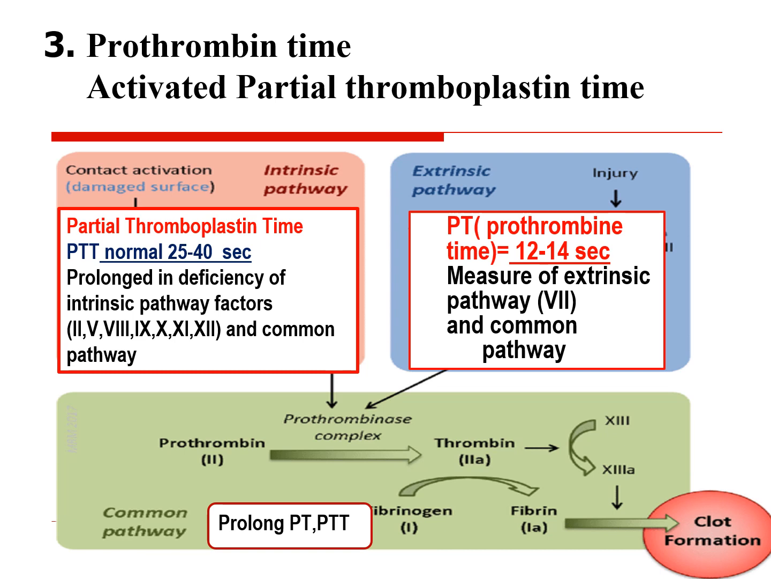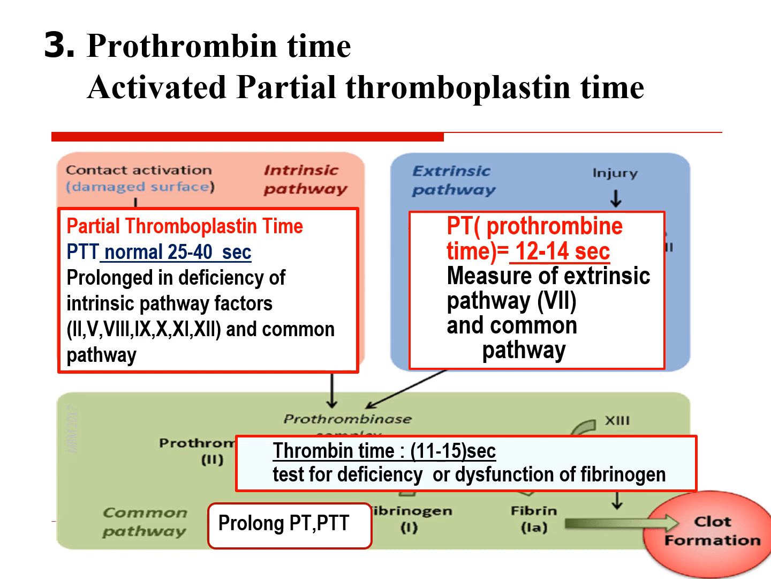Common pathway defects lead to prolongation of both prothrombin time and activated partial thromboplastin time and indicate deficiency in factors 1, 2, 5, and 10. Thrombin time is 11 to 15 seconds, and usually it's prolonged when there is deficiency in fibrinogen or dysfunction.